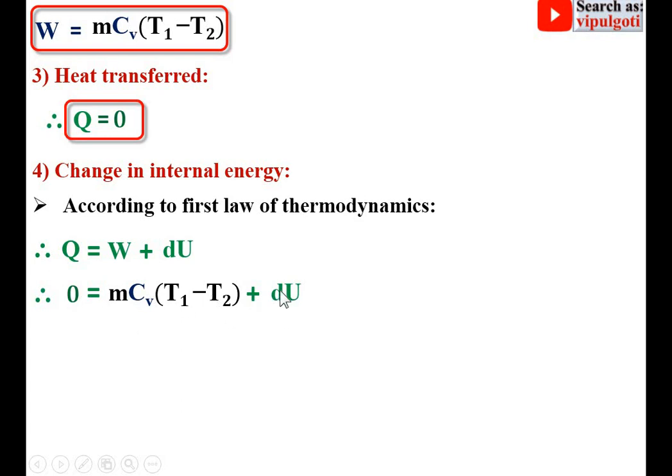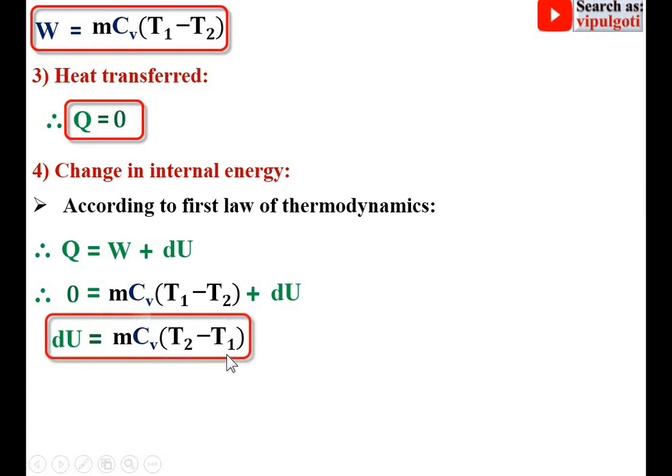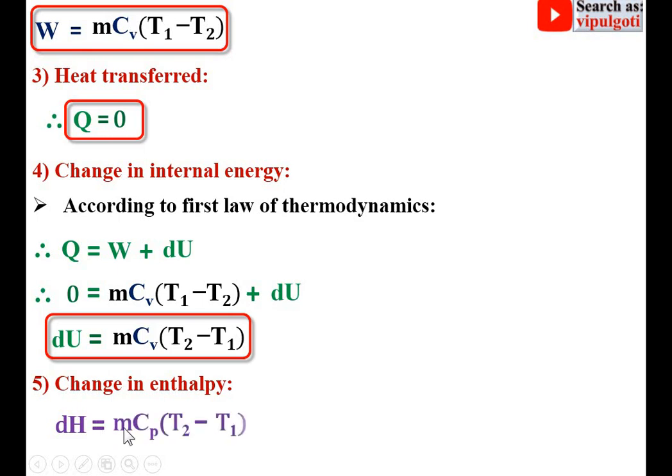So from this equation you can find the dU, that means change in internal energy, that is mCV T2 minus T1. And this is also a very important relation to find the change in internal energy during the adiabatic process. So make a box. Now next, change in enthalpy, and that is denoted by dH is equal to mCp T2 minus T1, and that change in enthalpy is a common formula for all the non-flow processes, that is mCp delta T. Delta T is what? Change in temperature. So make a box.